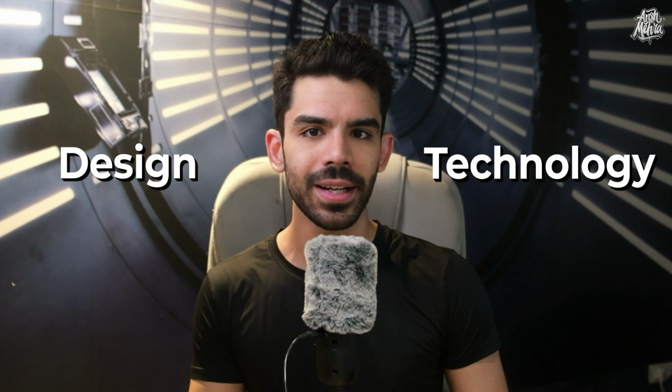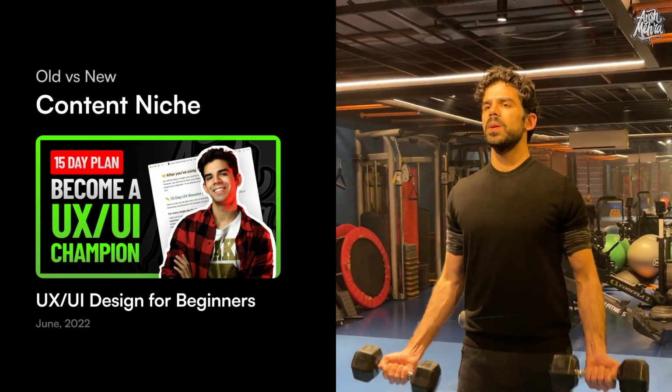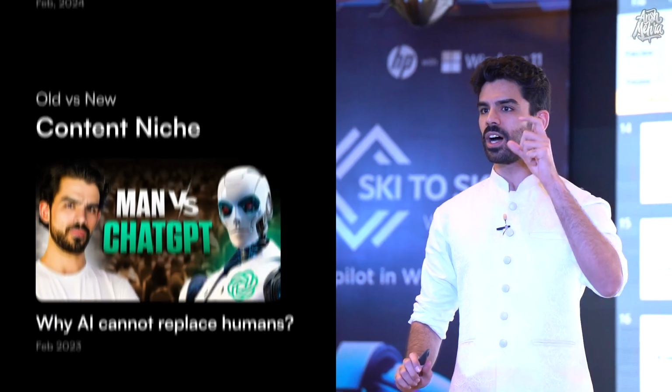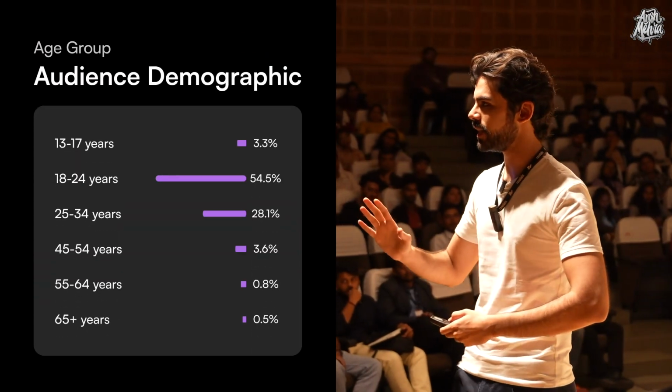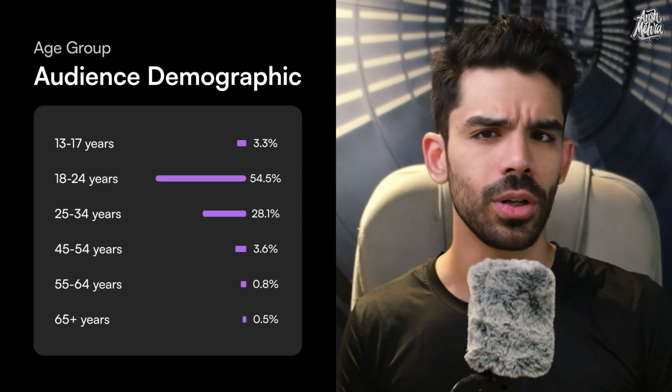For example, my content subjects are design and technology. When I entered content, I only started with design. Then I slowly expanded to productivity. And now I'm also teaching AI. My target audience is people between the ages of 21 to 27 who are interested in technology and design.